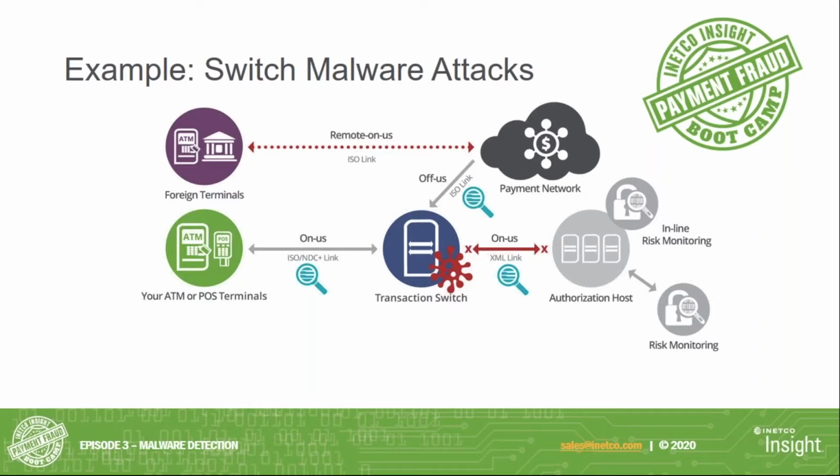Transaction switches that are compromised usually sit in a PCI DSS environment, which is a network that is completely segregated from all other environments. In these types of attacks, malware is able to get past anti-malware, application layer firewalls, application whitelisting, privileged identity management, and DLP solutions.